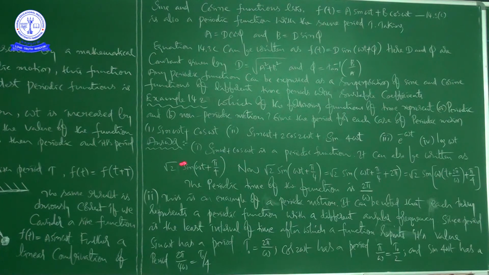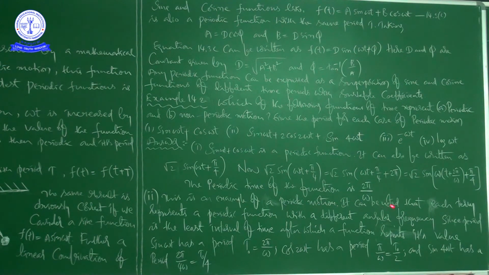This is what the periodic time of the function is: 2 pi by omega. The periodic time of the function is 2 pi by omega, right? That's what you can say. Next, the second function now. This we are going to check. This is an example of a periodic motion.